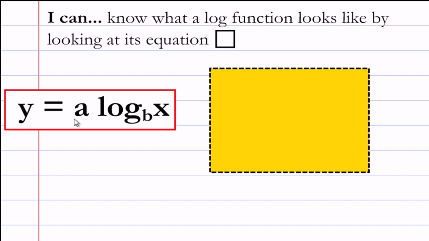what a log function looks like by looking at its equation. So if you change this value or this value on this function, you should know how that affects what the graph looks like. So let's first look at what the base change does to the graph.